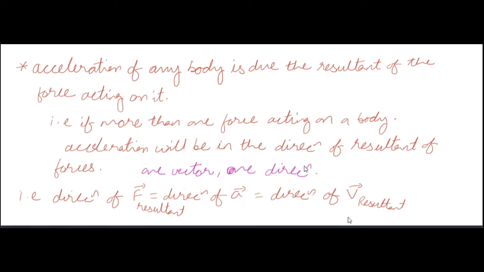Okay, so this is just the superposition principle, that if you are having more than one force acting on a body, then what will be the motion of that particle? The motion of the particle will be in the direction of the resultant velocity caused by the resultant of the forces. So you have to vector sum all the forces, and the direction of that resultant force will be the direction of motion of that body.